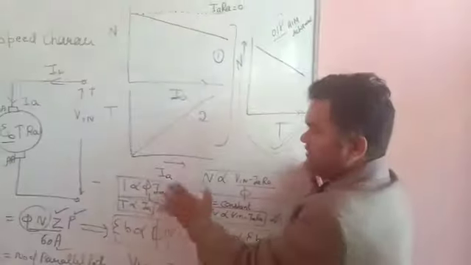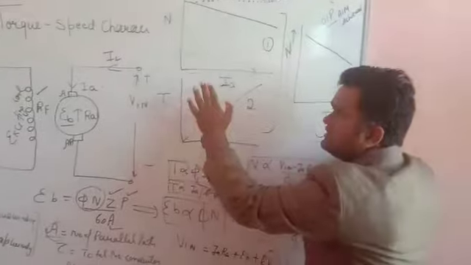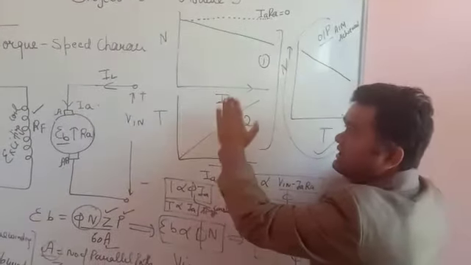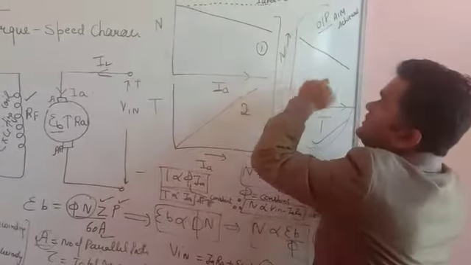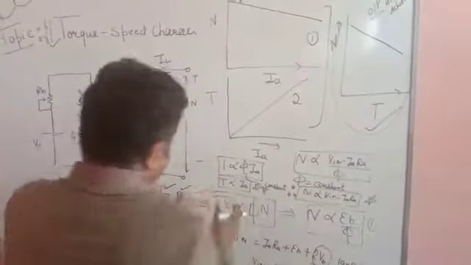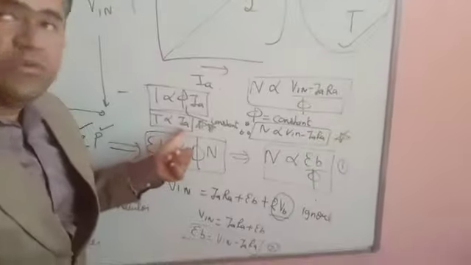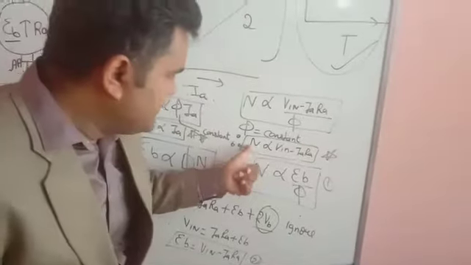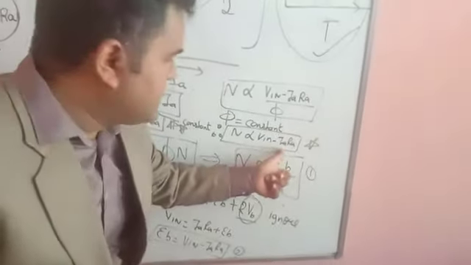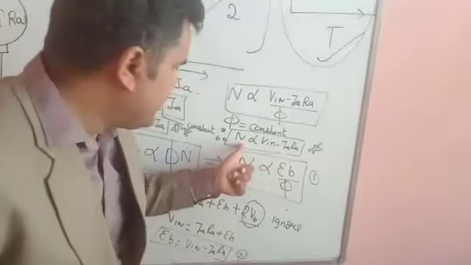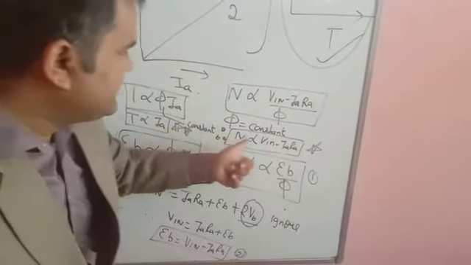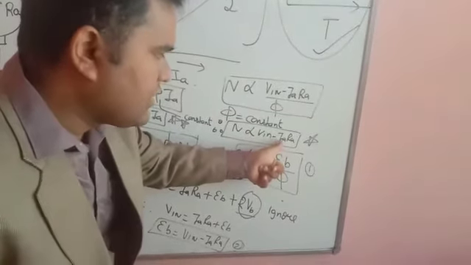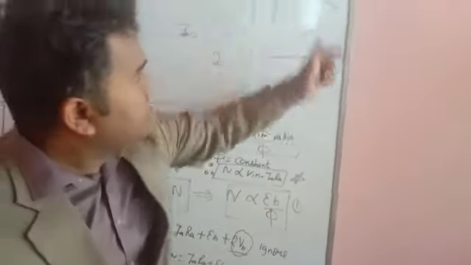Again I am saying, current increases, torque increases. If torque increases and current increases, speed decreases. And if torque increases, speed also decreases. Or you can understand from here, torque is directly proportional to current. As current increases, speed decreases. Now, as the torque increases, since Ia is proportional to torque, therefore speed decreases.